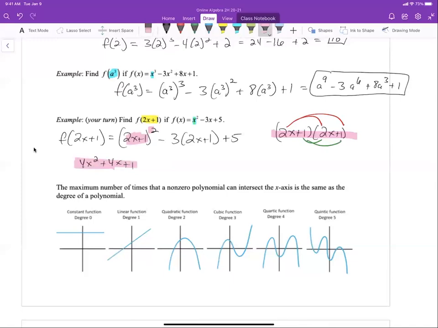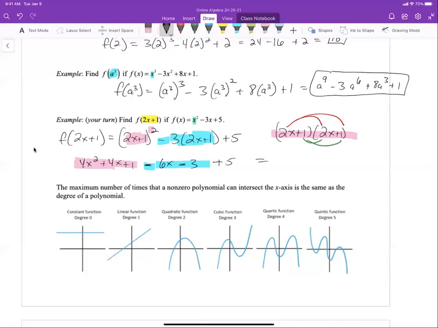And then I have to subtract. What am I going to subtract? I have to multiply the 3 through the entire term. So I have to multiply that -3 through the entire term. So -3, let me include that negative there. -3 times positive 2x gives me -6x. -3 times positive 1 gives me -3. And then the last I have +5.